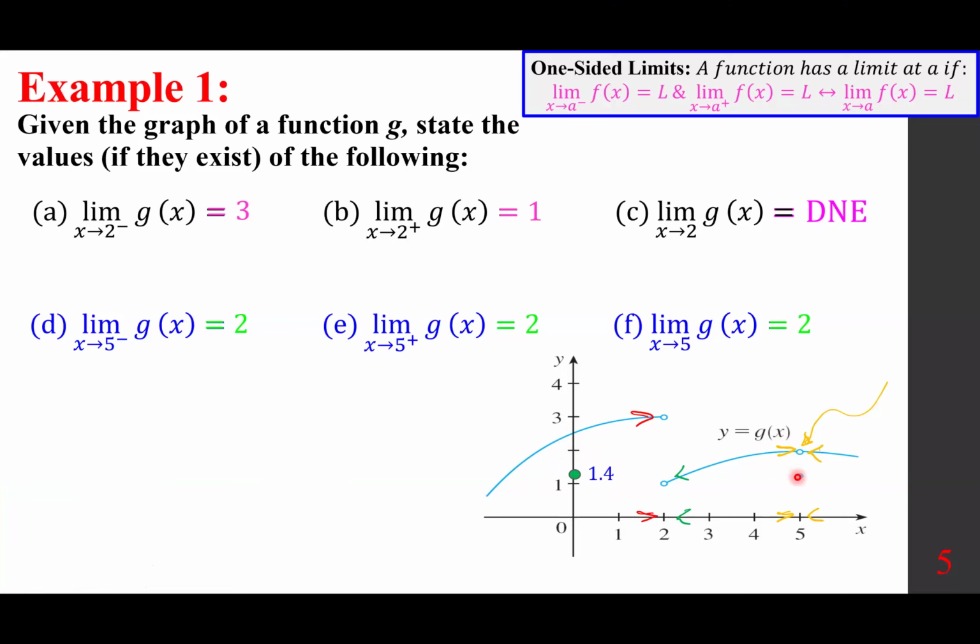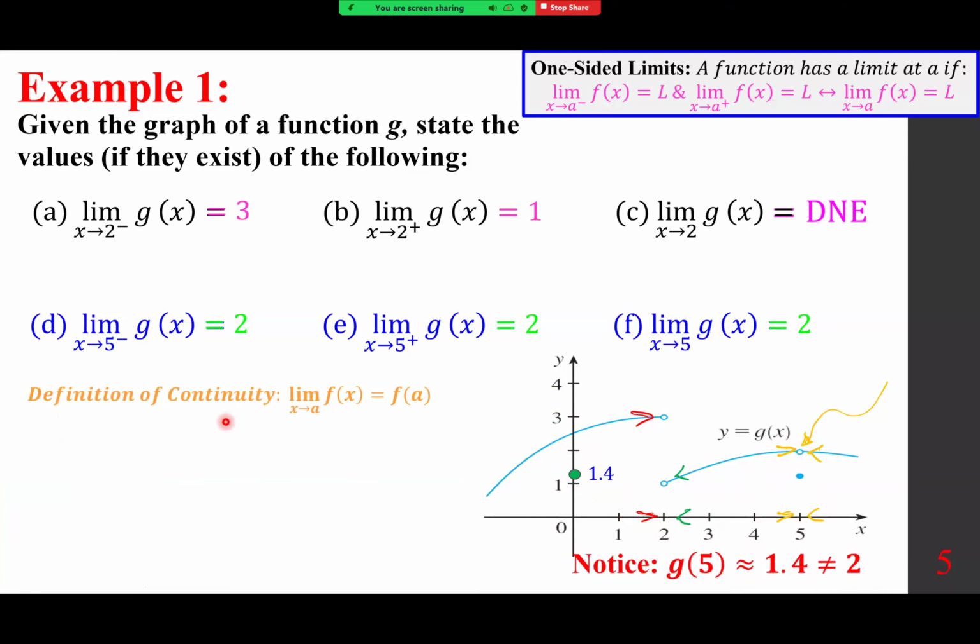Now, let's assume this point has a y-coordinate 1.4, which makes g of 5 equal 1.4, which is not equal to 2. Needless to say, the function is discontinuous at 2 as well as at 5. However, here's the definition of continuity. The limit of f of x as x approaches a equals f of a. Then it makes it continuous at a.